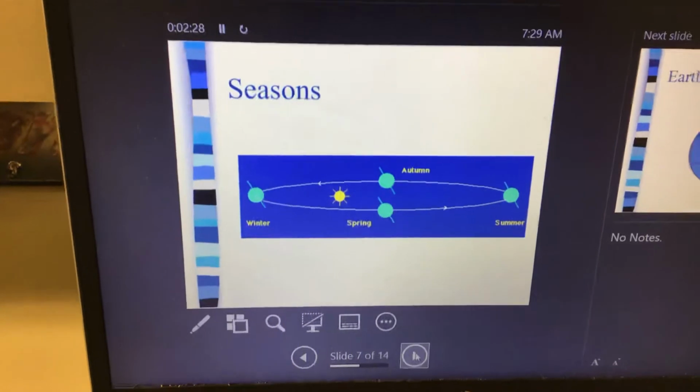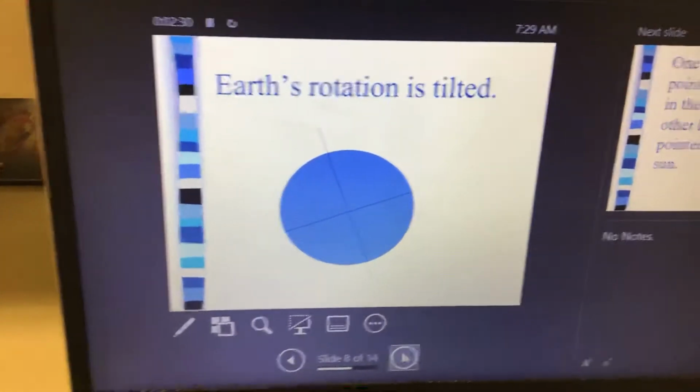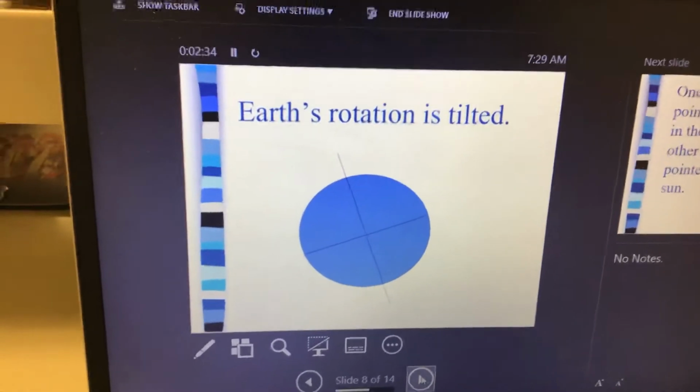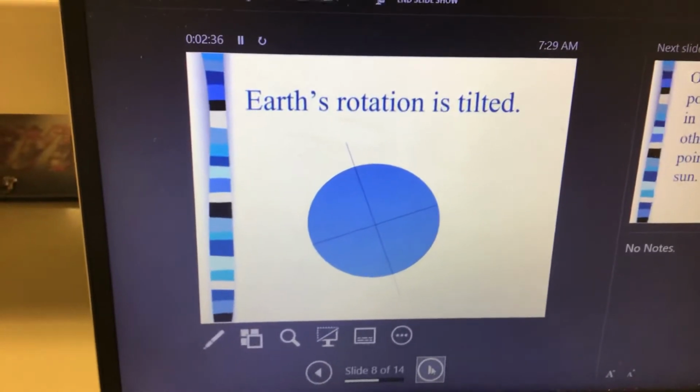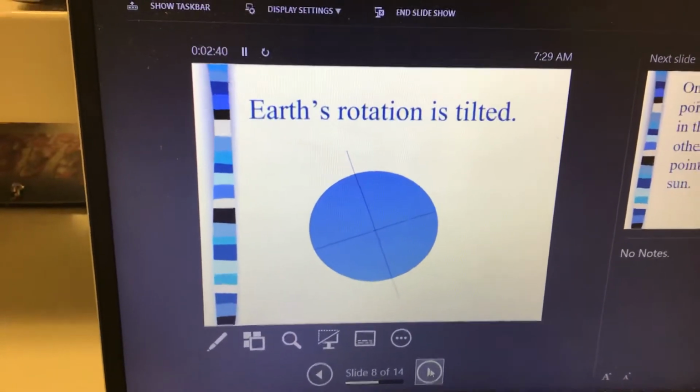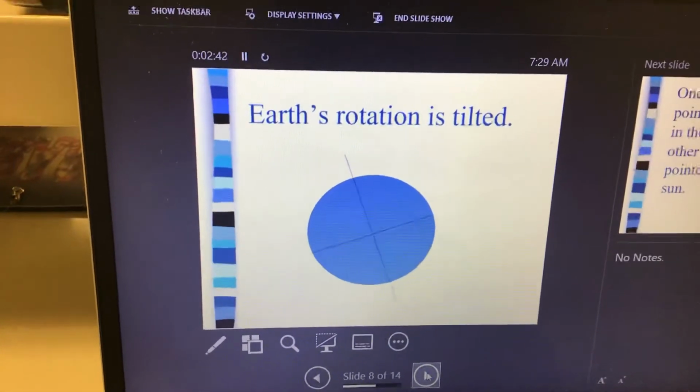All right, so seasons. First of all, the Earth's rotation is tilted. I believe it's at 23.5 degrees tilted. So we're not perfectly up and down, we're tilted.